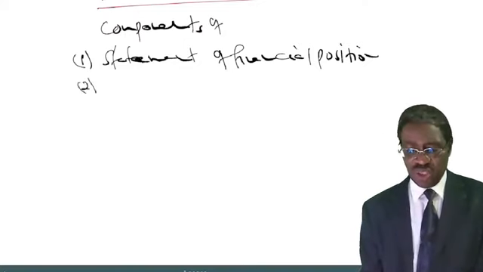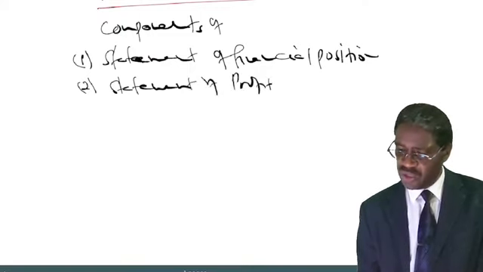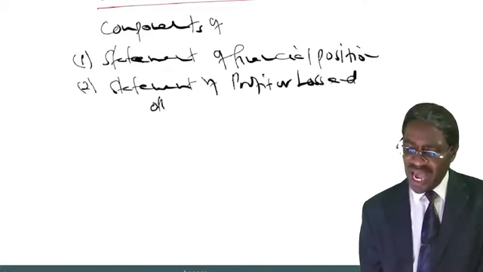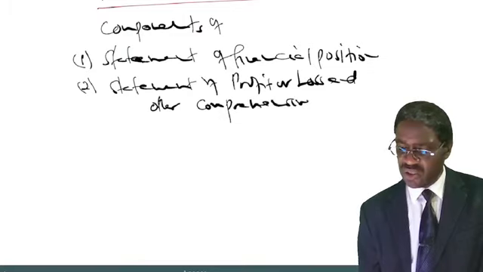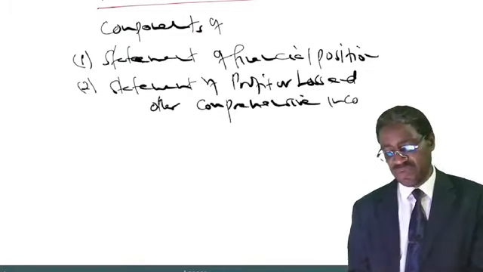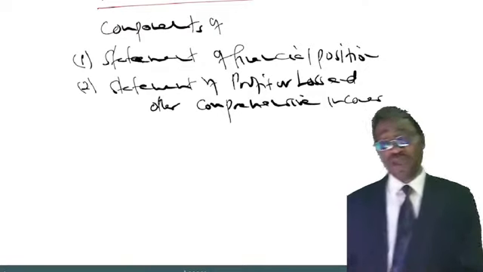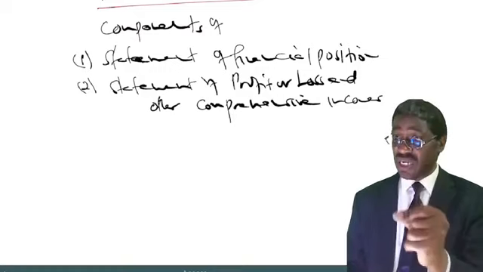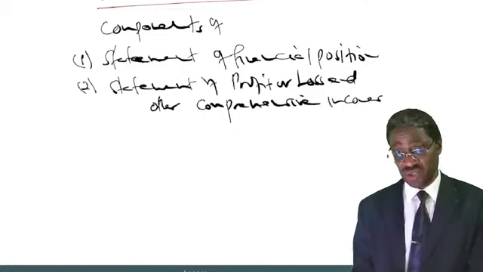Number 2 is what we call statement of profit or loss. Statement of profit or loss and other comprehensive incomes. We shall look at how to prepare it in a short while. But that's another component that as a company you should include in your complete set of financial statements.